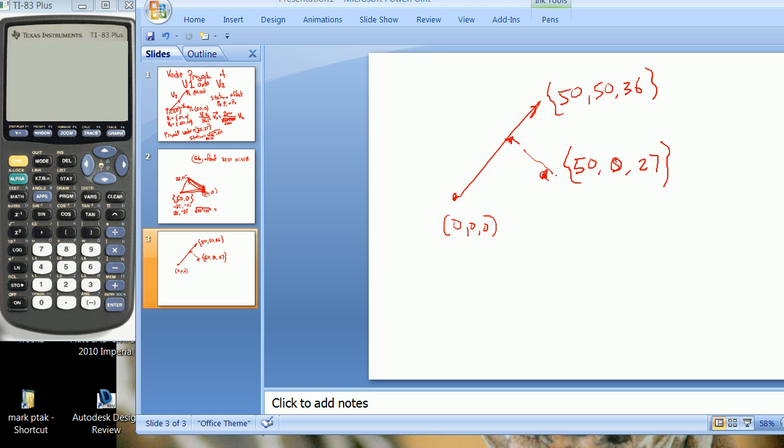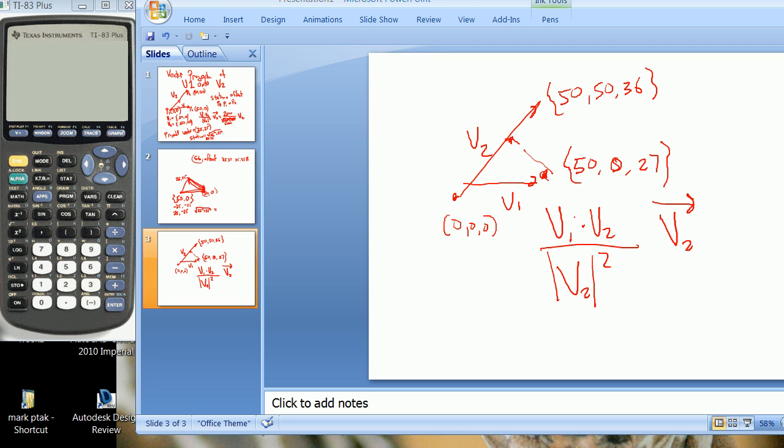Well, once again, the mathematics would be the same. This would be V2 and this is V1. It would be V1 dot V2 divided by the magnitude of V2 squared times the actual vector V2. And now your mathematics is very similar as well. The top of this is going to be equal to 50 times 50 plus 36 times 27.